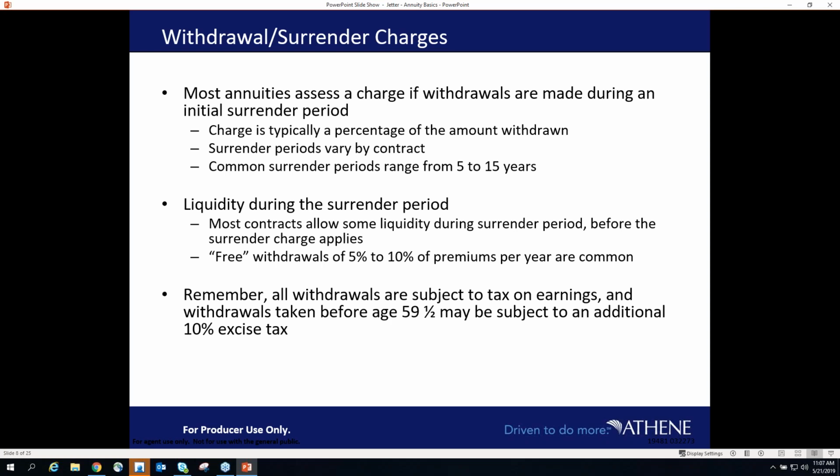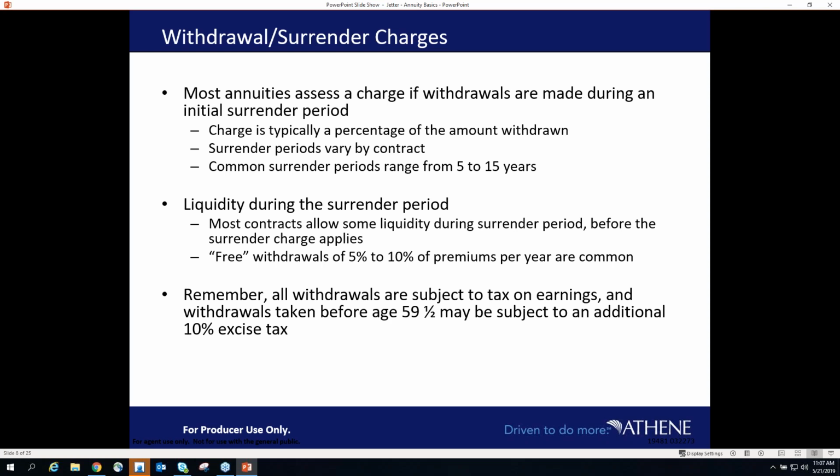Liquidity during the surrender period. Most contracts allow for some liquidity during the surrender charge period before the surrender charge applies. Free withdrawals of 5 to 10% are the most common. So again, normally in an indexed annuity or fixed annuity, you can take, generally speaking, between 5 and 10% penalty free each year before there would be any surrender charges during that surrender charge period.